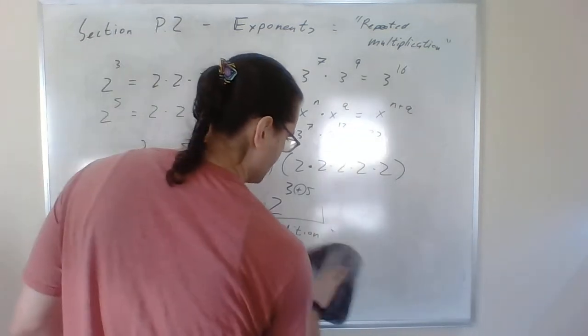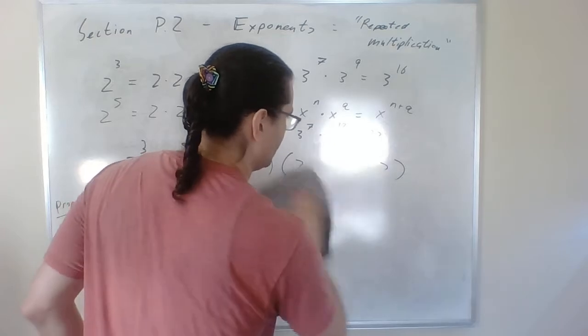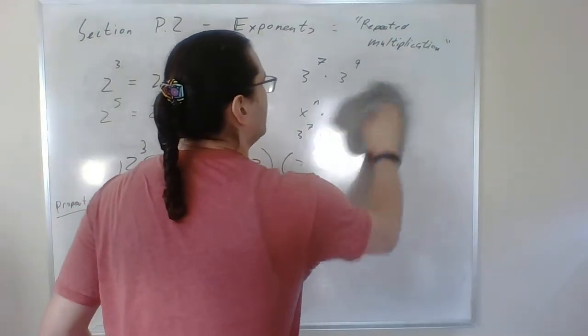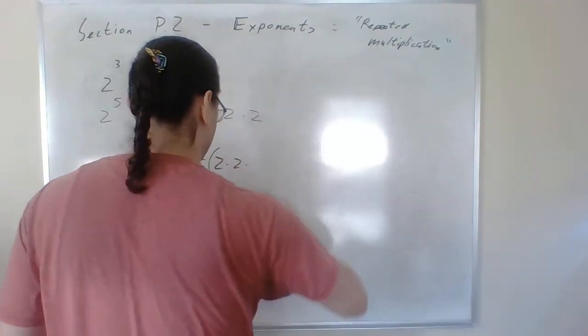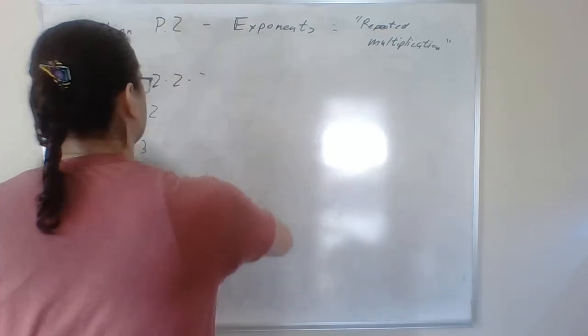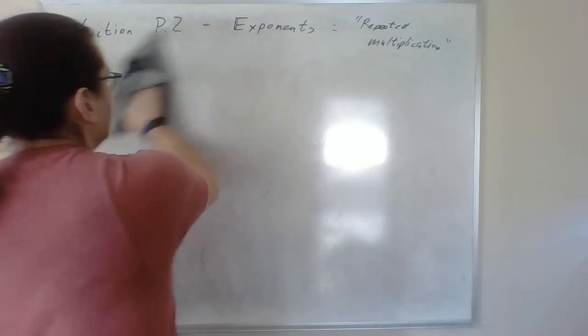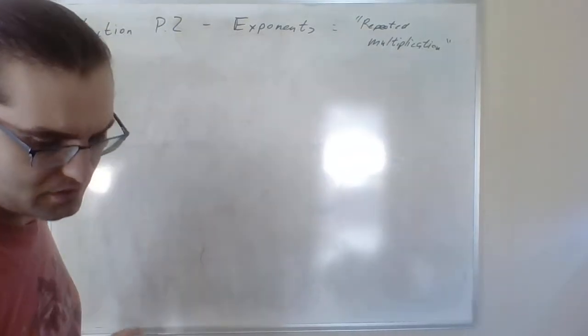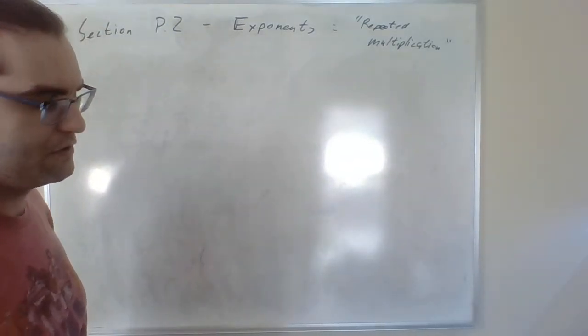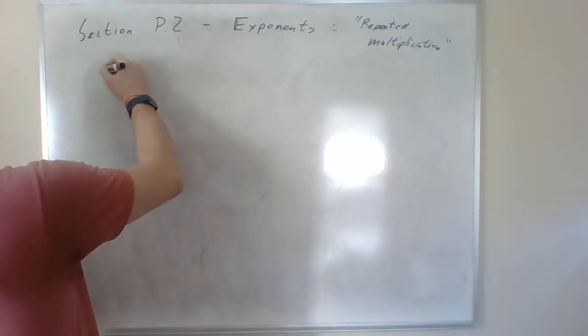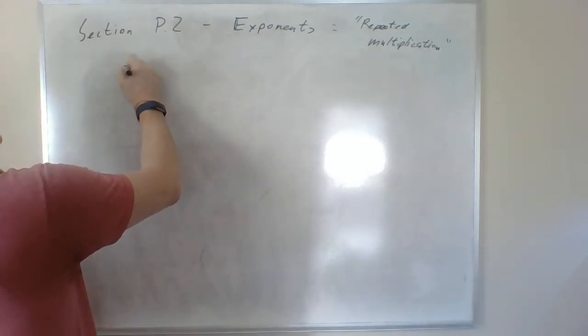The next property we need to talk about is what happens when things are divided. No, I don't want to talk about division yet. I want to talk about... No, I do want to talk about division. That's right. So let's talk about a similar-ish example.